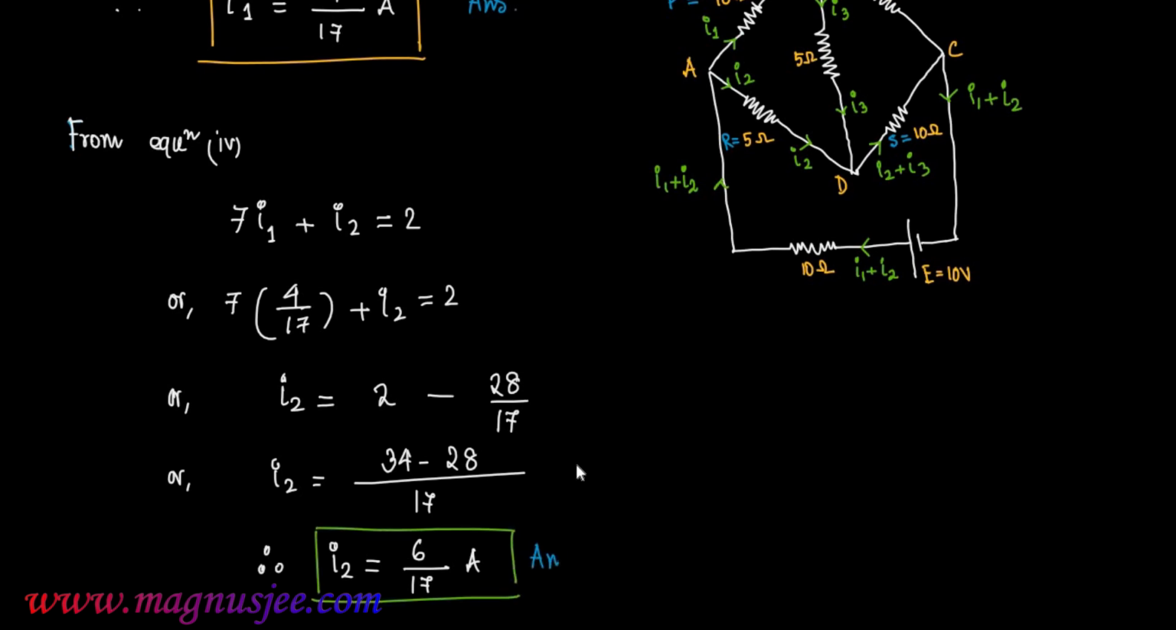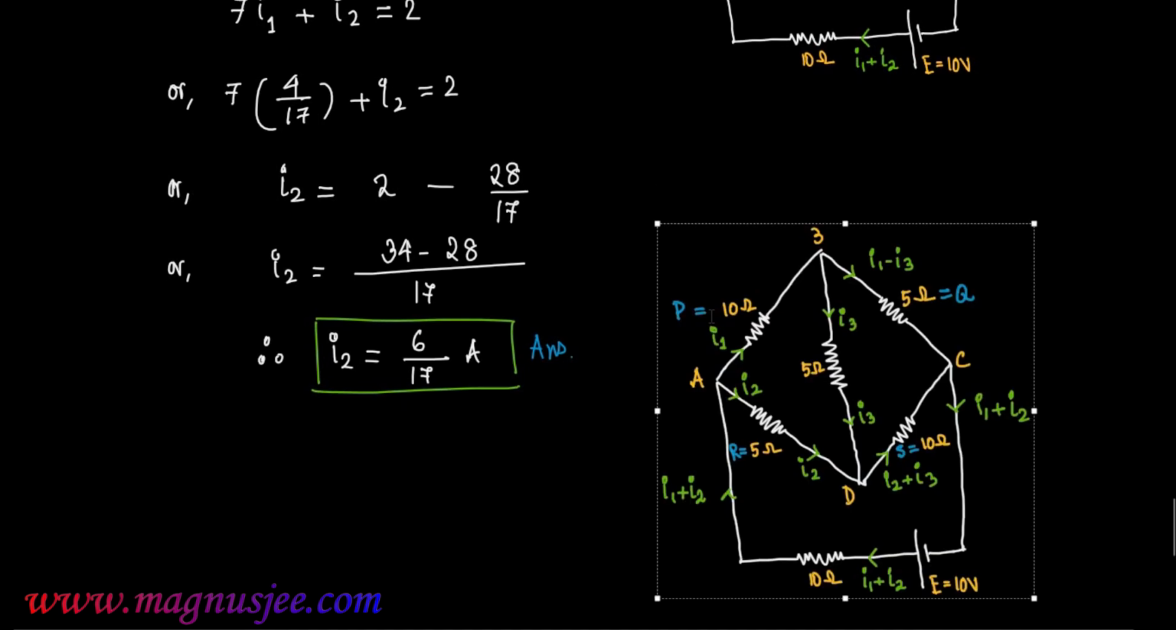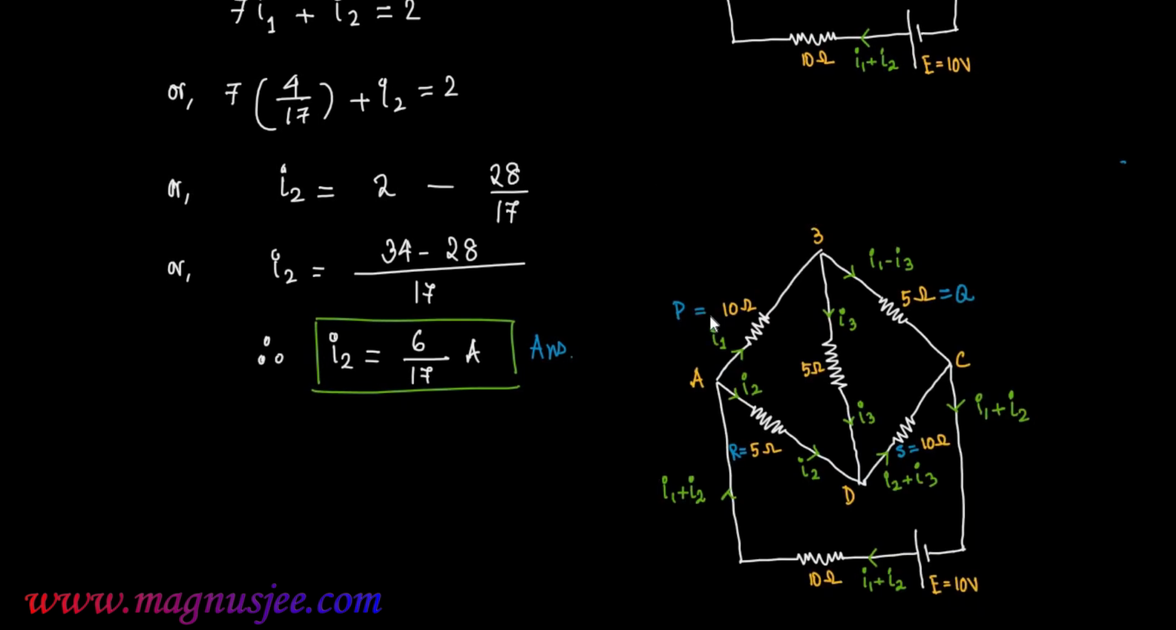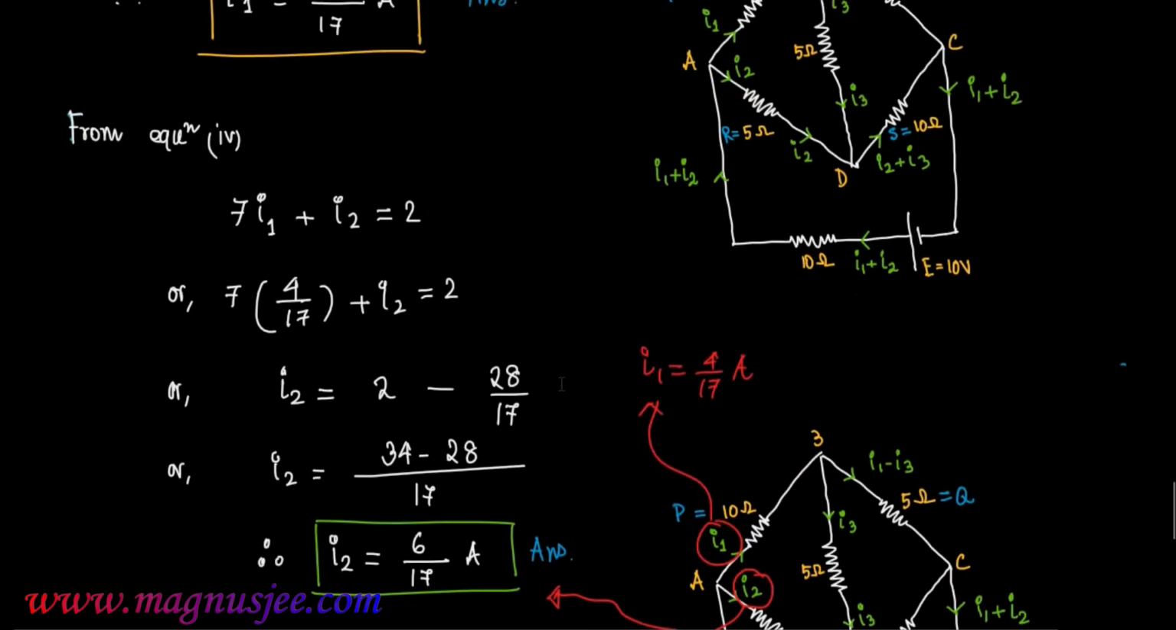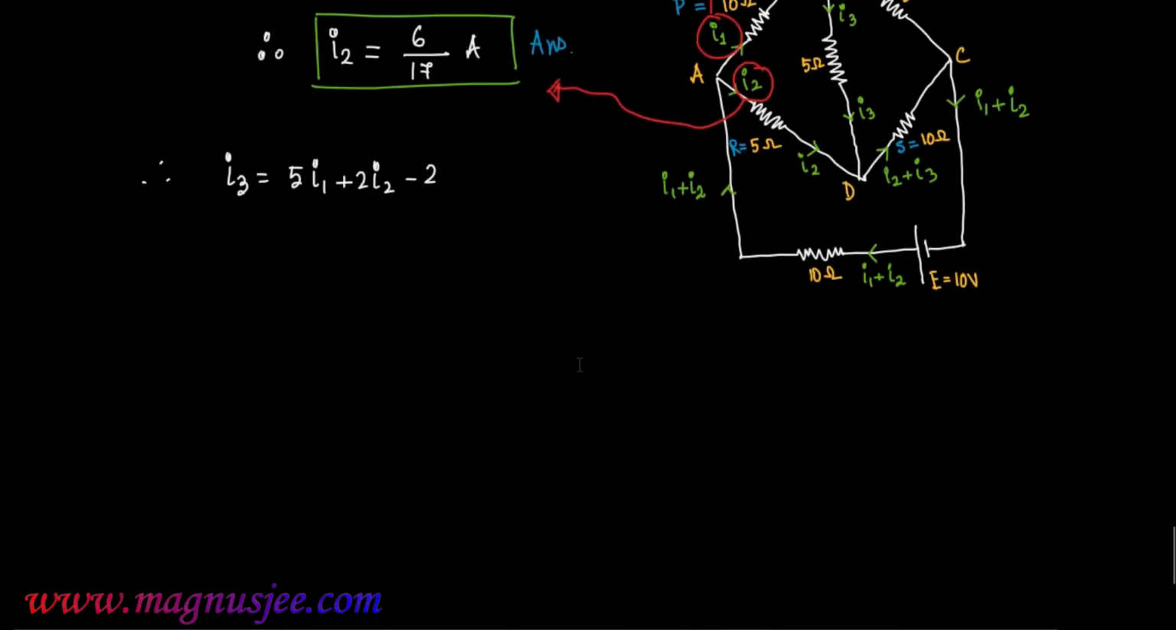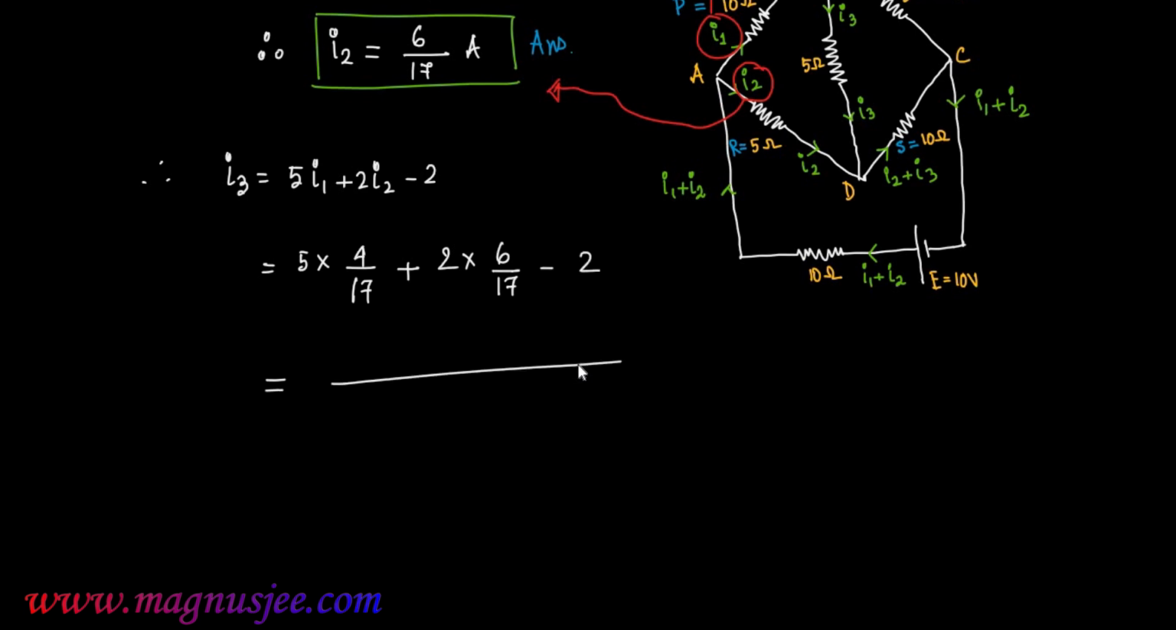That is the current flowing through the 5 ohm resistor between the 2 points A and D. We get the value of current I2 flowing through the 5 ohm resistor, which is equal to 6 by 17 ampere, and current flowing through the 10 ohm resistor between A and B is found as I1 equal to 4 by 17 ampere. And now I3 equal to 5I1 plus 2I2 minus 2. So putting the values, 5 into 4 by 17 plus 2 into 6 by 17 minus 2 equal to 20 plus 12 minus 34 whole divided by 17. Therefore I3 is equal to minus 2 by 17 ampere.